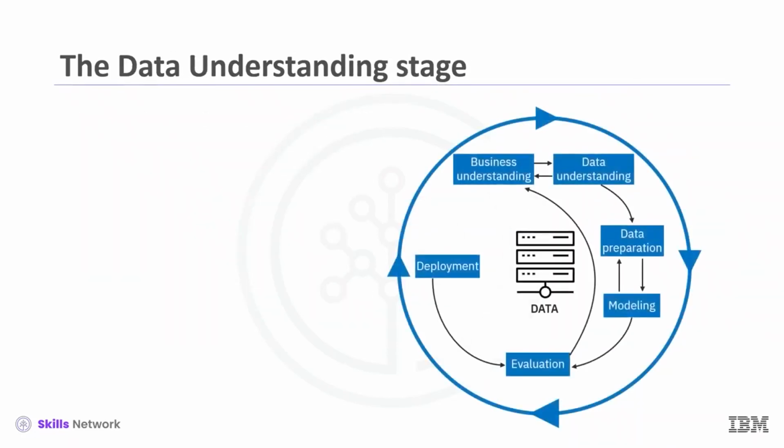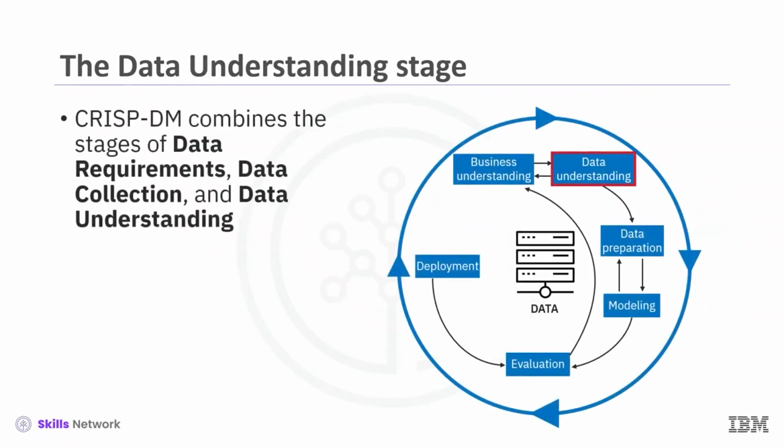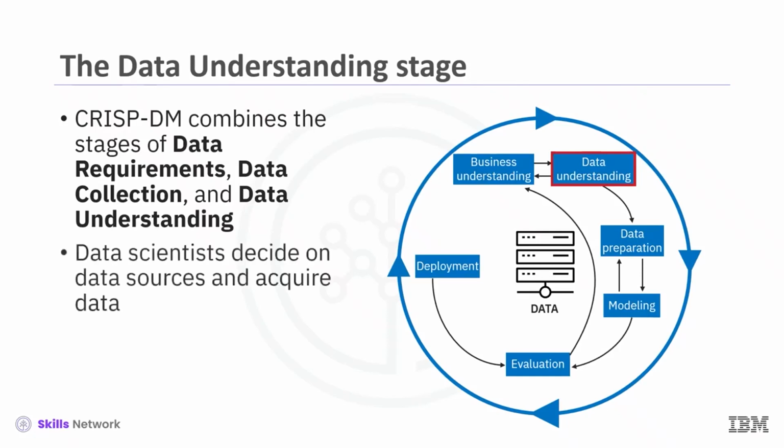Then, CRISP DM combines the stages of data requirements, data collection, and data understanding from John Rollins' methodology outline into a single data understanding stage. During this stage, data scientists decide on data sources and acquire data.